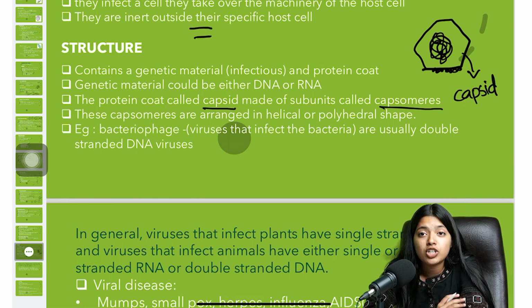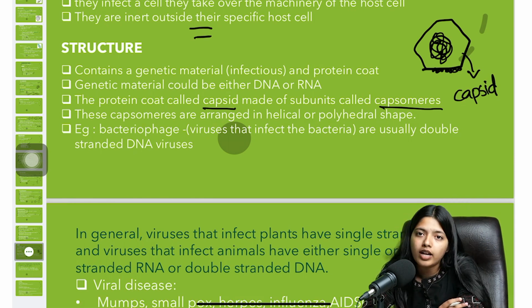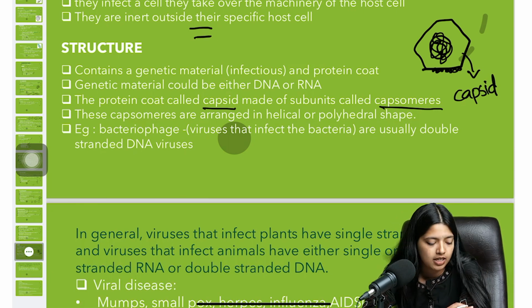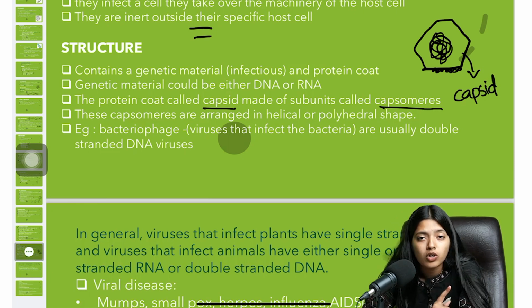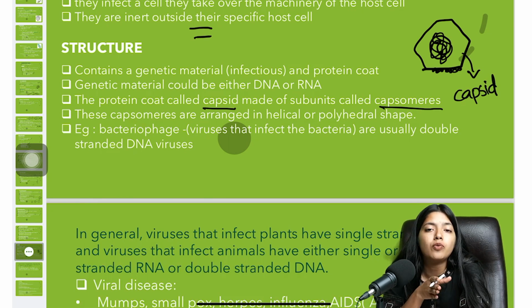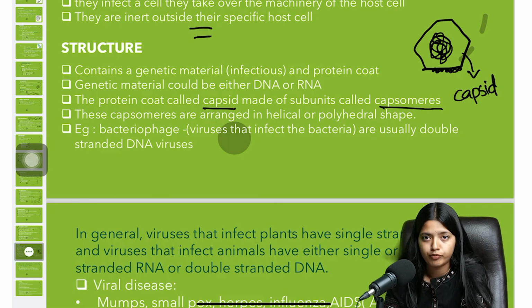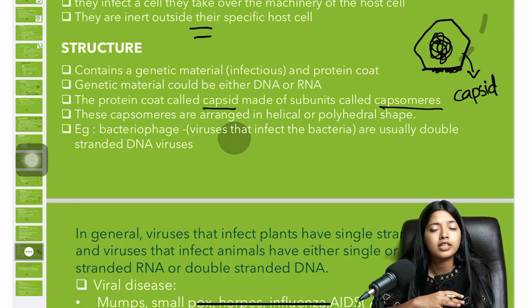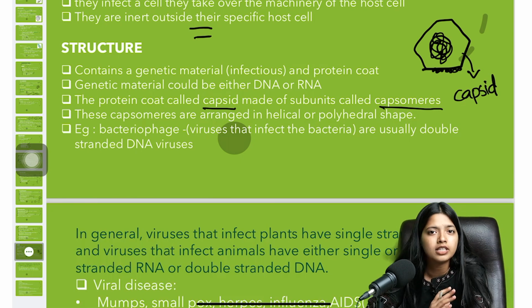And once again, the genetic material can be DNA or RNA. So there are DNA viruses and there are RNA viruses depending on the genetic material. And one more thing, the protein coat is non-infectious. In a virus, the protein coat is non-infectious. It is their genetic material which is infectious, which is harmful. Genetic material is harmful. The protein coat does not cause any disease, it is not harmful.